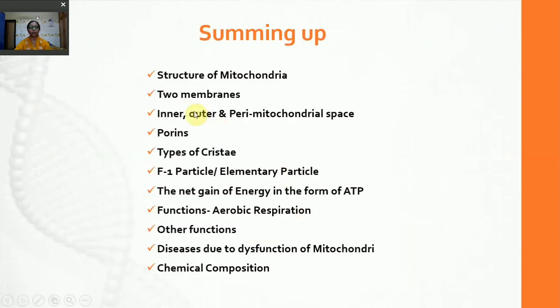Let us sum up what we have studied. We have studied the structure of mitochondria, the two membranes, the porins, the types of cristae, elementary particle or F1 particle, total net gain of energy, functions of respiration, that is aerobic respiration and other functions, diseases due to dysfunction of mitochondria, and chemical composition.